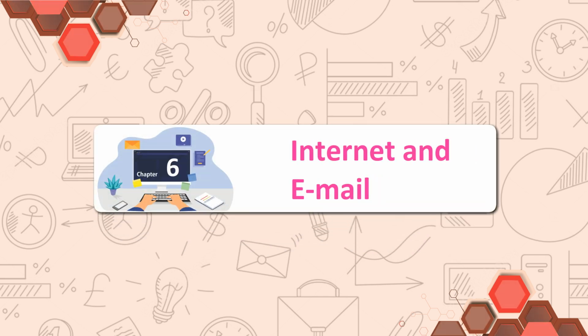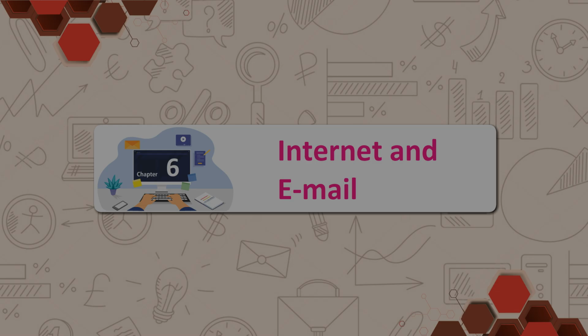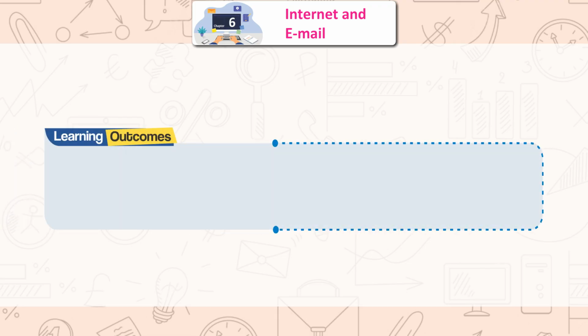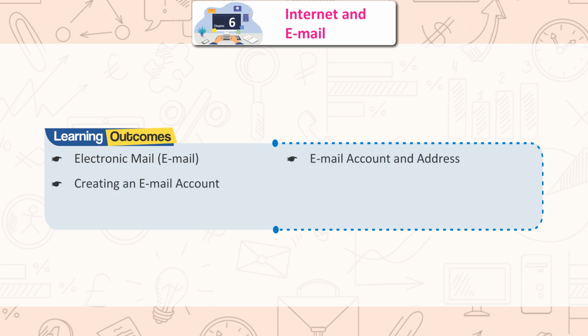Chapter 6: Internet and Email. Learning Outcomes. Electronic mail, email. Email account and address. Creating an email account. Using an email account. Email etiquettes.